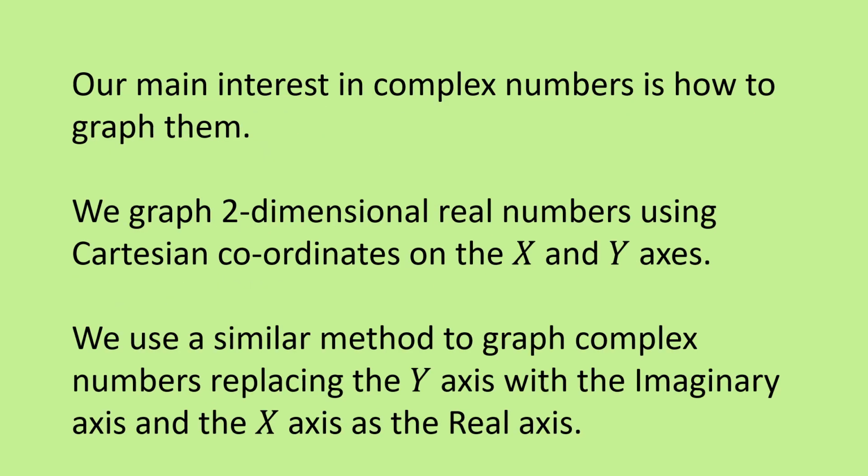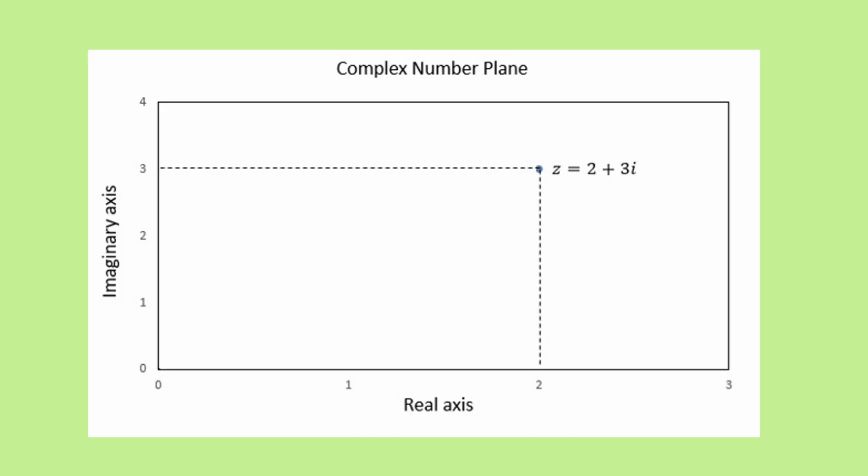We'll need to graph complex numbers. To graph two-dimensional real numbers, we use the Cartesian coordinate system. We have the x-axis and the y-axis. We can graph complex numbers in a similar fashion using the imaginary axis and the real axis. Here's an example. The real part of z is 2 and the imaginary part is 3i. So we plot it as shown, which is very much like how we plot the real numbers on the Cartesian coordinate system.